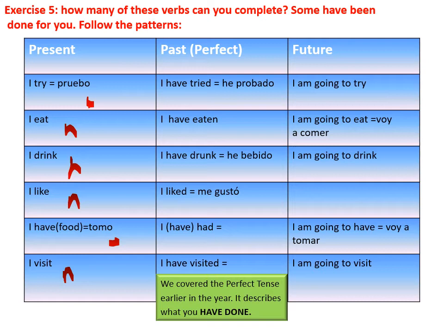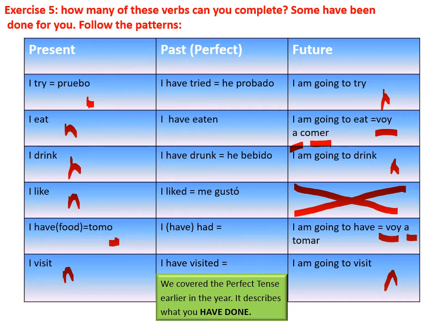You know the word for I like. You don't need to fill in this box over here, but you need to do I am going to visit, I'm going to drink, and I'm going to try. And you're going to follow the pattern here that you've got, voy, and then the infinitive. So we'll do the first one together. We know that to try is probar, so it's going to be voy probar.